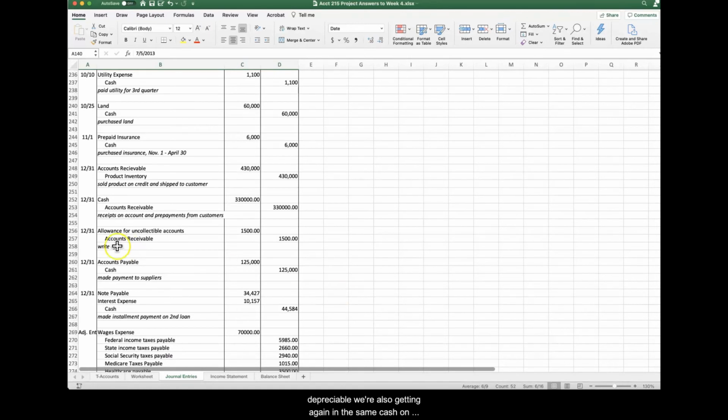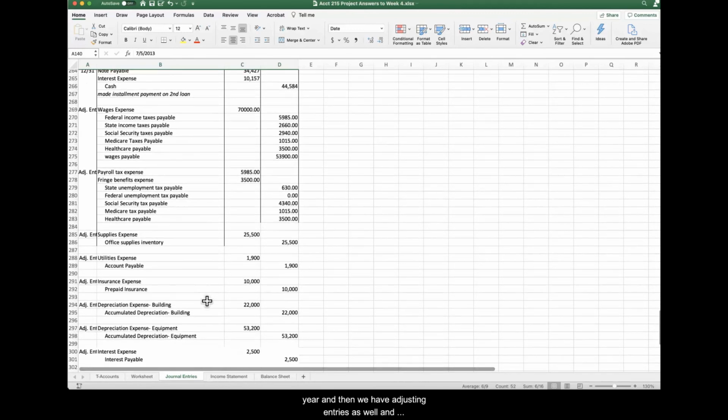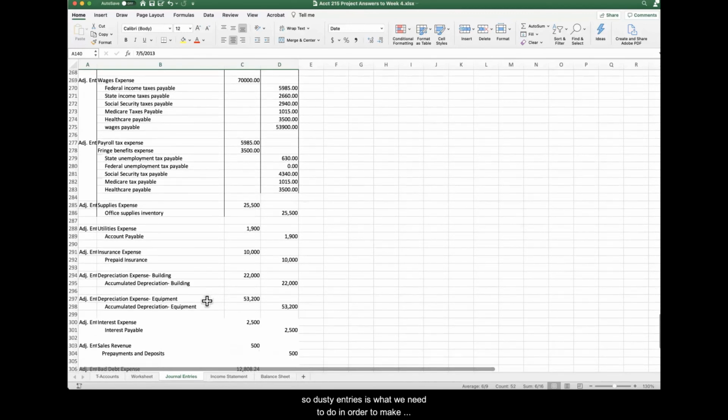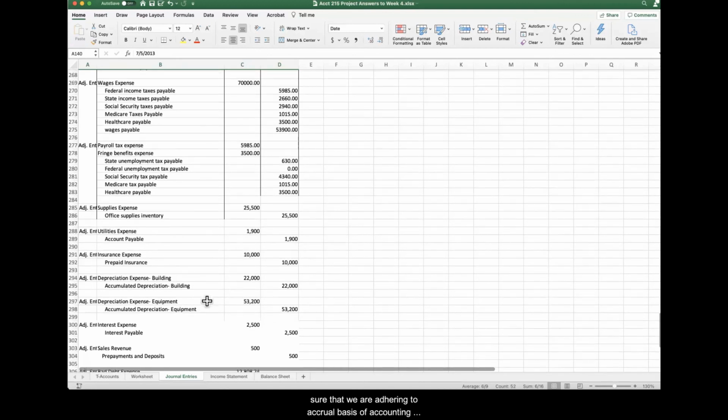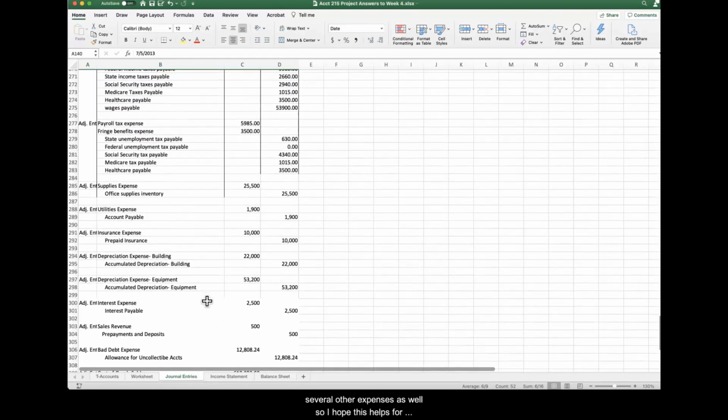We're also getting, again, the same cash on accounts receivables. We're recording our write-offs of accounts receivables all the way up until the end of the year. And then we have adjusting entries as well. And so adjusting entries is what we need to do in order to make sure that we're adhering to accrual basis of accounting, with wages as part of our adjusting entries, and then several other expenses as well.